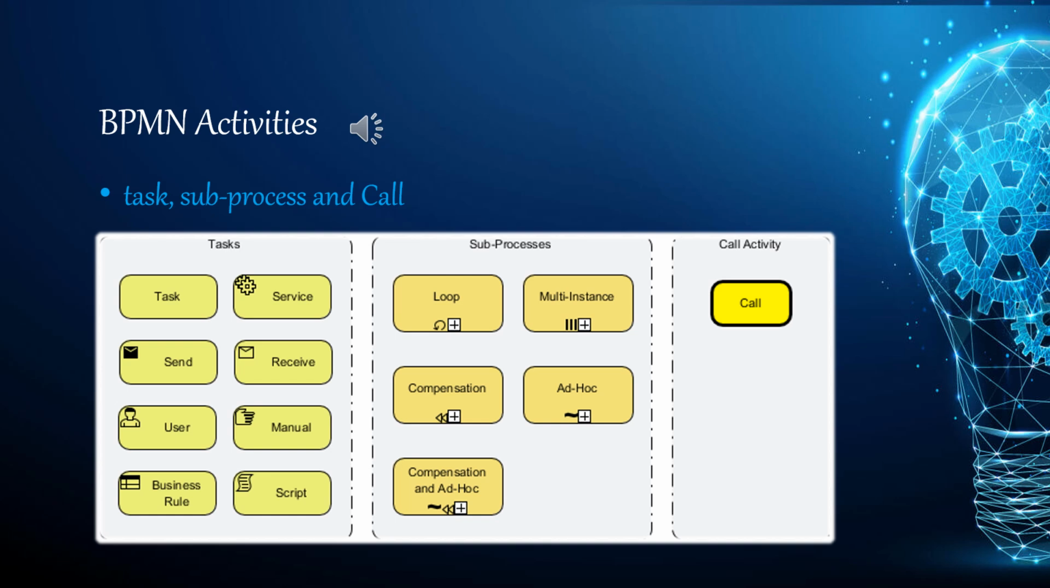Call activity. A call activity refers to an activity defined in a process that is external to the current process definition. It allows you to create a reusable process definition that can be used in multiple other process definitions.